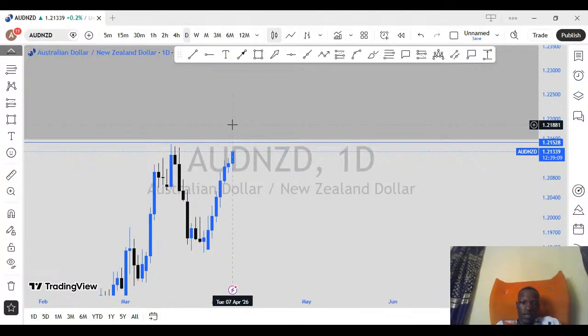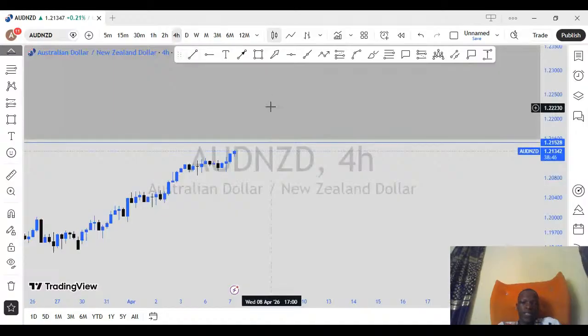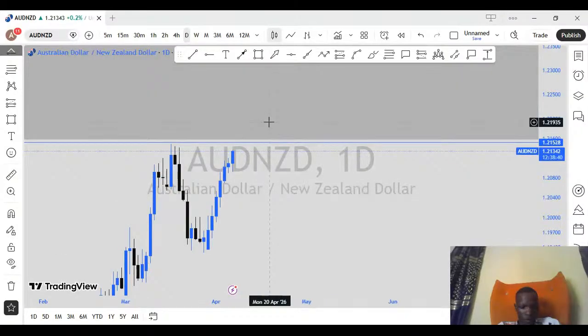Let's wait for today's candle to close. Once today's candle closes as a bullish candle above this level, that means we are still going bullish. But if the market closes as a contraction above this level, we look for sells. On AUDUSD, the direction is still bullish, but once we see a contraction candle above this level, that means we are going to sell the market. So that is lined up here.